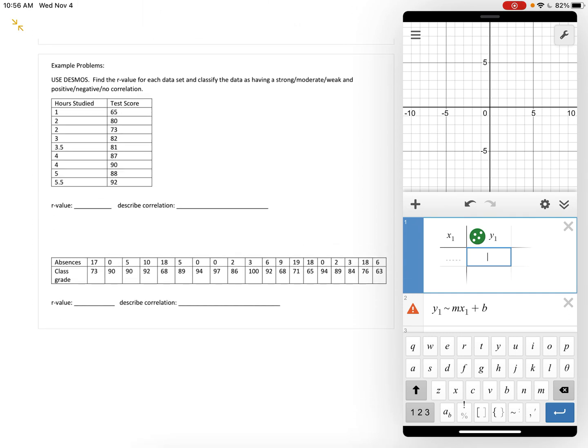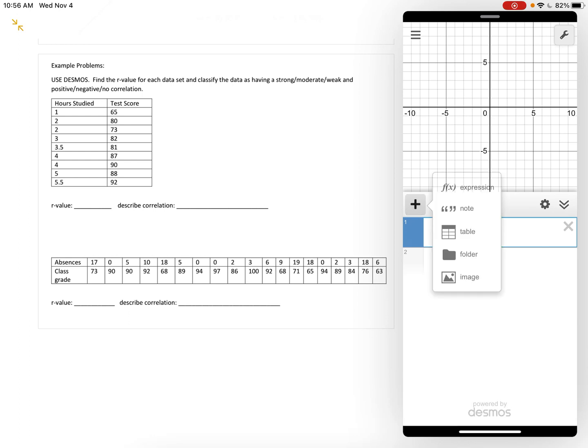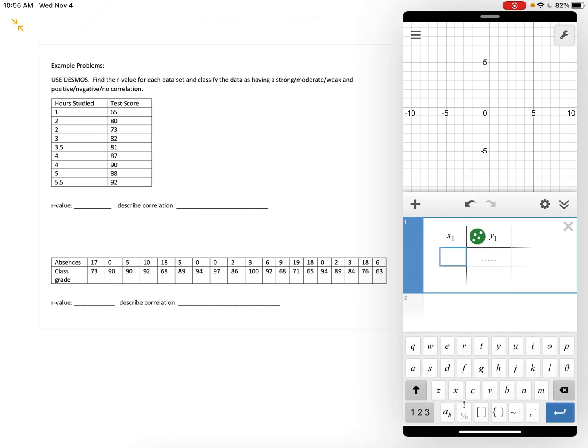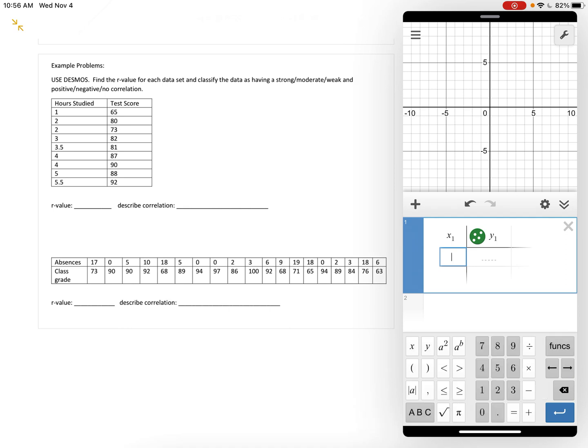For this first one, we have a table that involves the number of hours studied and the test score. Let's take a look at putting that table into Desmos. To get that table, we hit the plus sign, we hit table, and then we start typing our x values into x1 and our y values into y1. I like to type in all of my x's first, and you can just hit enter to get down to the next one. Then I like to do my y's, but if you like to do x and then y for each point at the same time, it doesn't matter as long as you're really careful and you make sure you get all of the right numbers typed in.